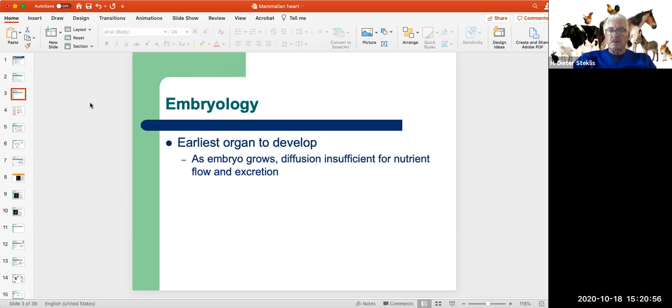Why is that? Well, as the embryo grows, it can't rely on a simple diffusion process for getting nutrients, for getting exchange of gases with different tissues, because the distance is basically too great, where the diffusion gradient is not sufficient. So you need to have a pump, basically, that can perform these functions for the growing embryo. And that's why it's one of the first organs to develop.